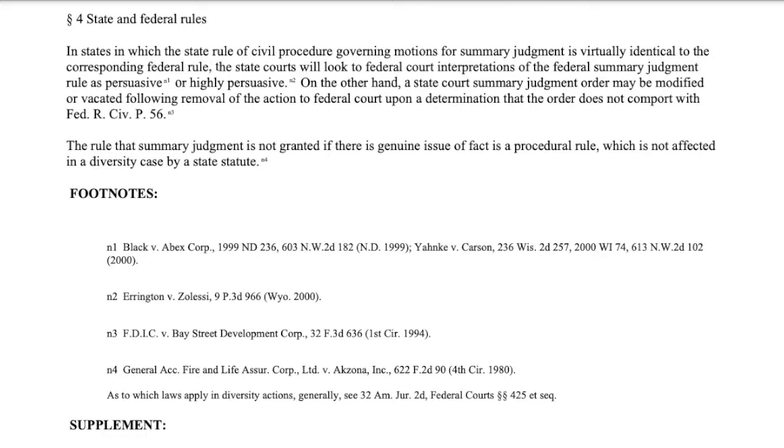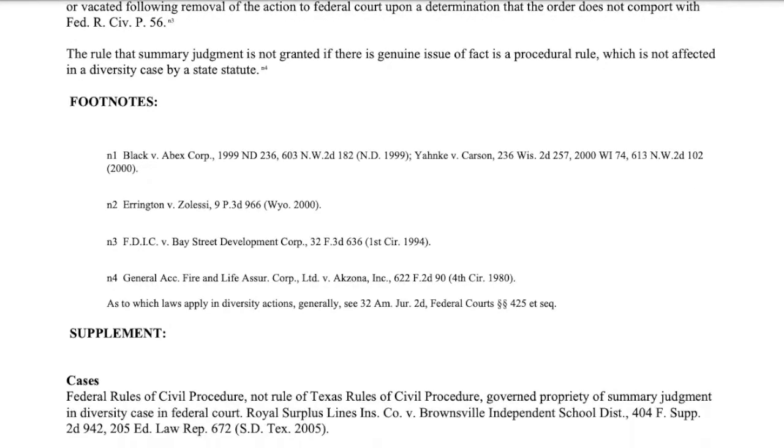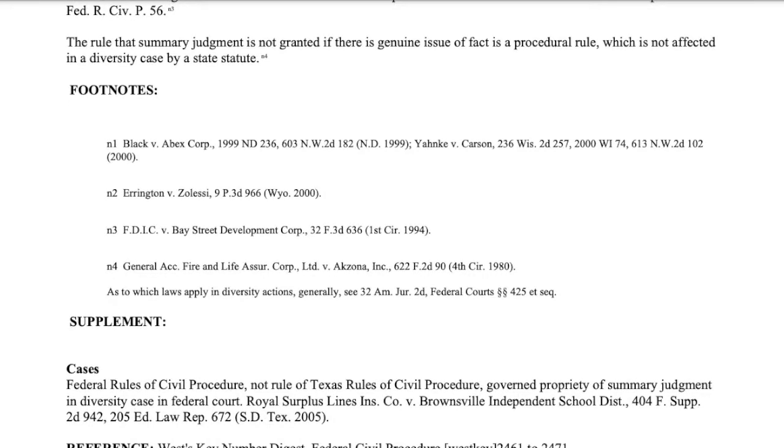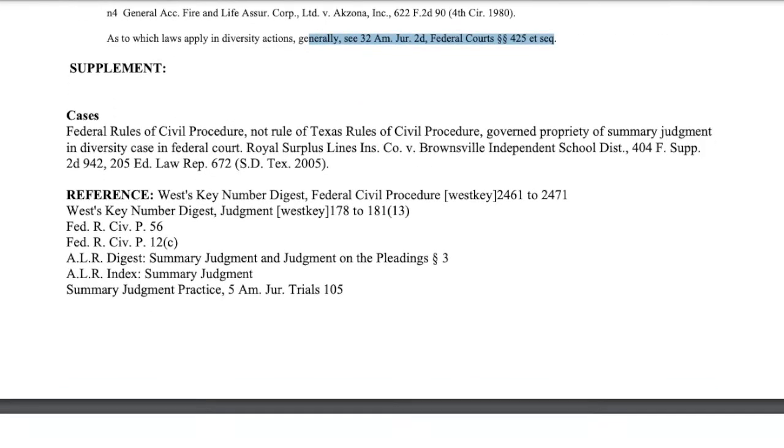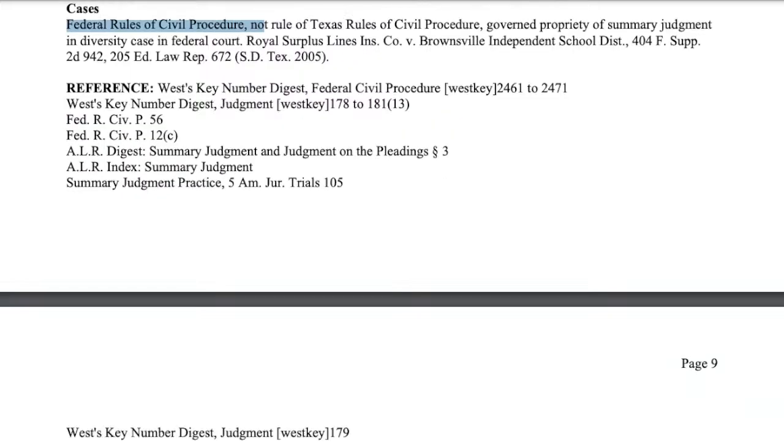And we'll see as footnote 4. Boy, those footnotes are hard to read. Okay, as to which laws apply in diversity actions, see federal courts. Okay, so that's what that is. And we have a supplement here with cases. Federal rules of procedure, not Texas rules of procedure, govern propriety of summary judgment in diversity case in federal court. Okay, so the federal rules of civil procedure in most states, it's not any different. Some even have it numbered the same.